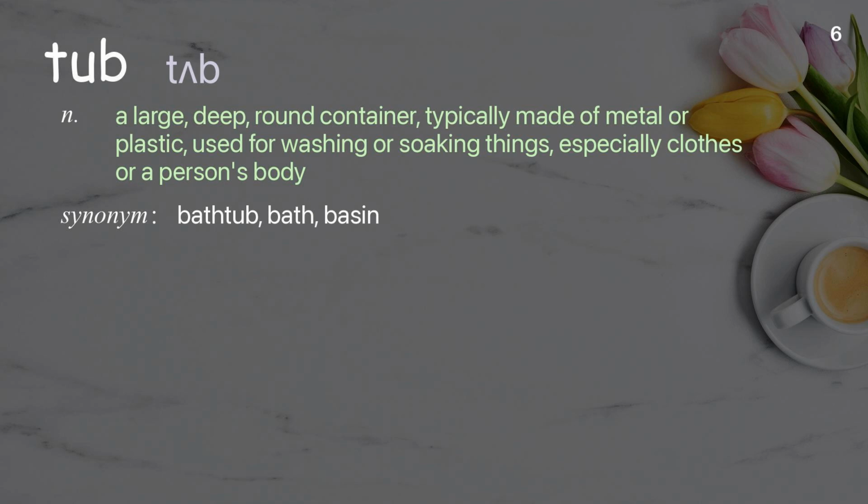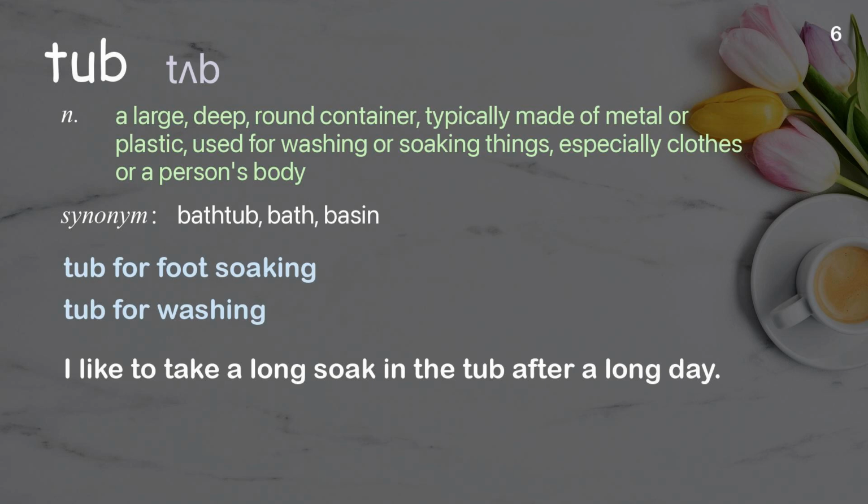Tub. A large, deep, round container, typically made of metal or plastic, used for washing or soaking things, especially clothes or a person's body. Examples: Tub for foot soaking. Tub for washing. I like to take a long soak in the tub after a long day.